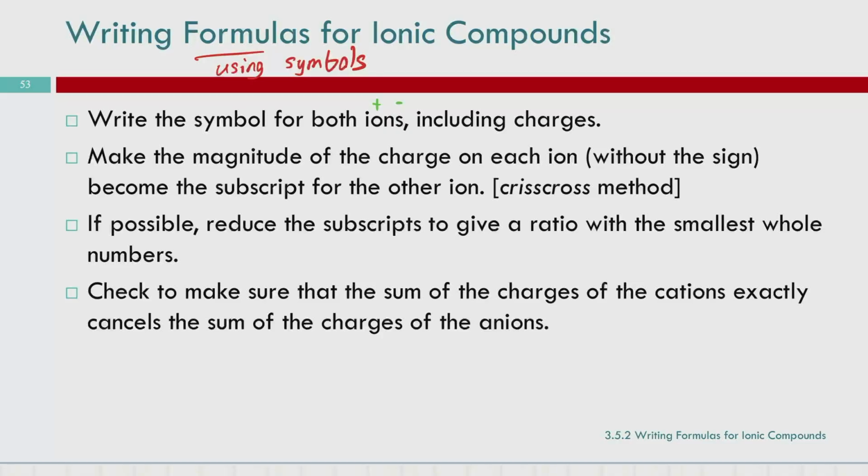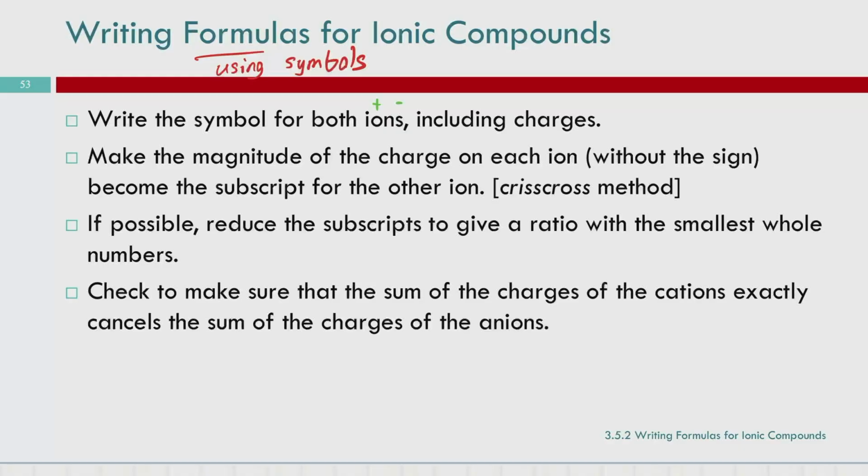So we're going to write out our symbols and the charges, and then we're going to take the magnitude, the number of the positive and the negative. We're going to swap them and make that the subscript of the other ion. We'll see examples of this. You can call this the crisscross method. You might also hear it called the swap and drop.